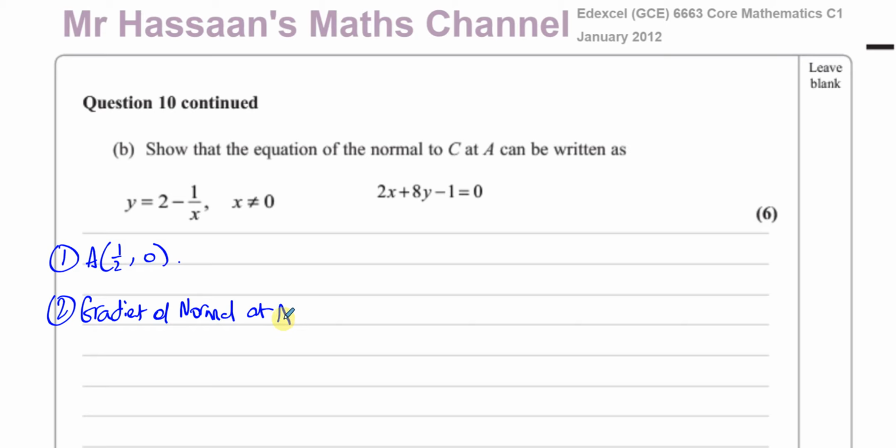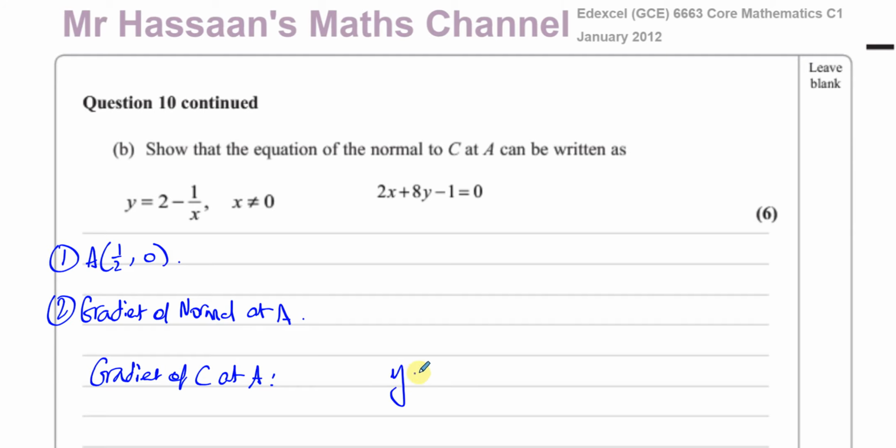Normal at A. Okay, so to find that, we have to first find the gradient of the tangent at A. So let's find the gradient of the curve C at A. Okay, so we have to find the gradient function.